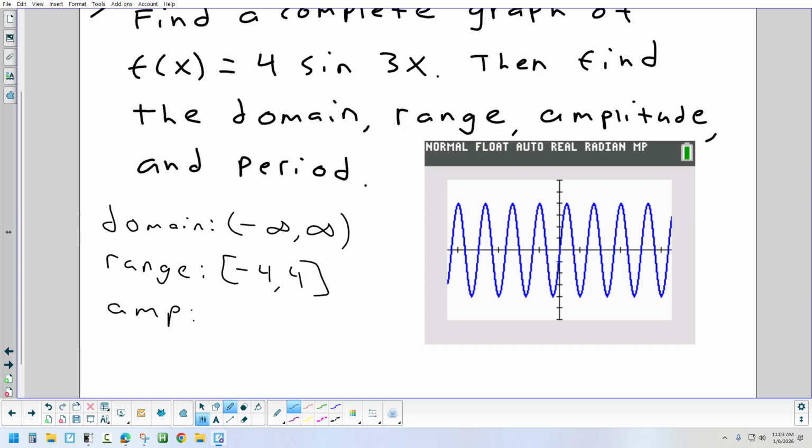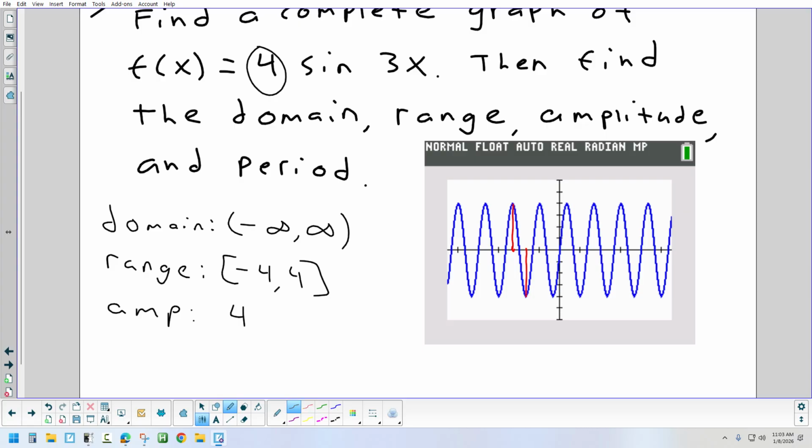What's the amplitude of that graph? Yep, 4. It's the absolute value of the number in front. As a picture, it's the distance from the midline to the peak, or from the midline all the way down to the bottom. But either way, that's 4 units.